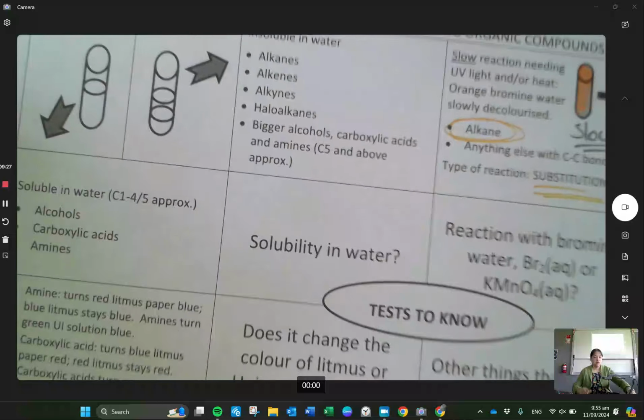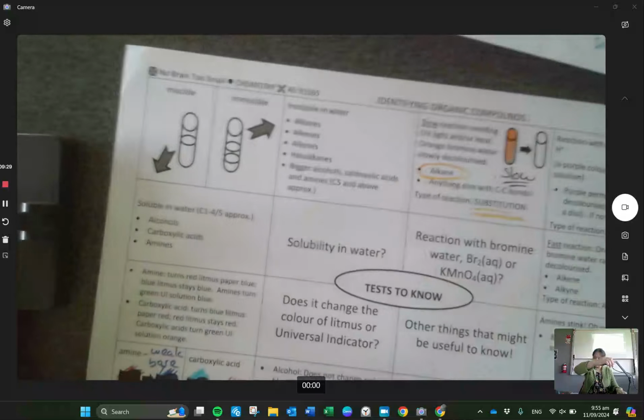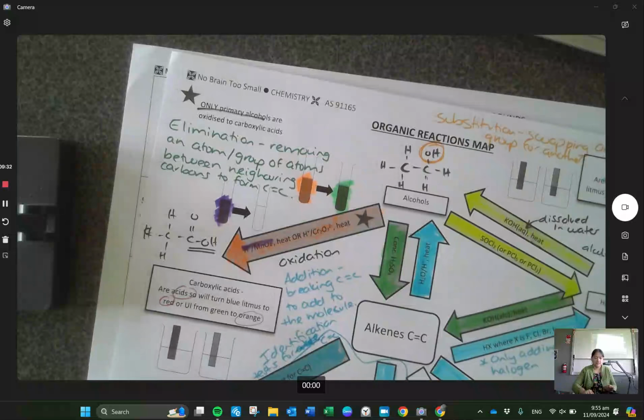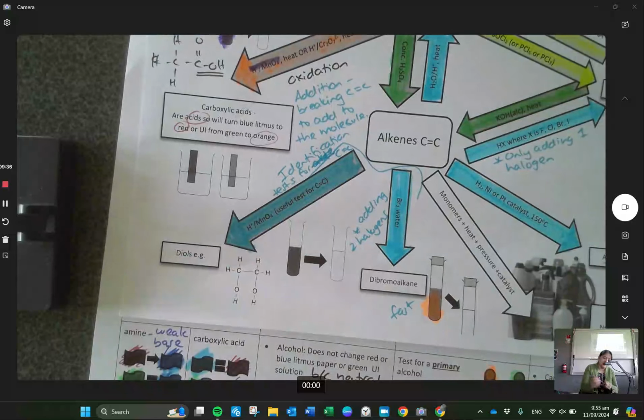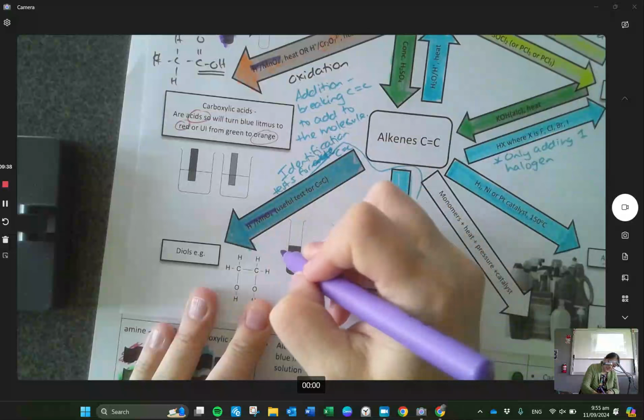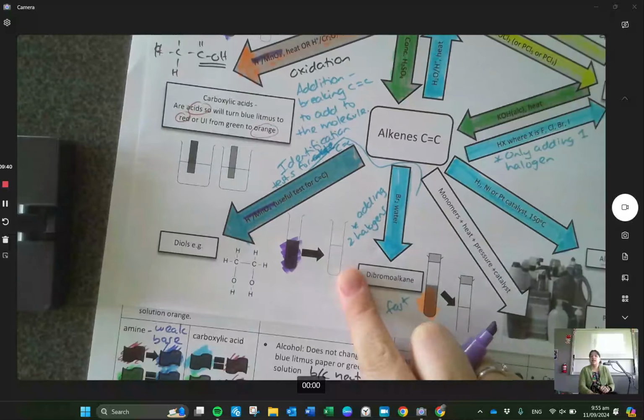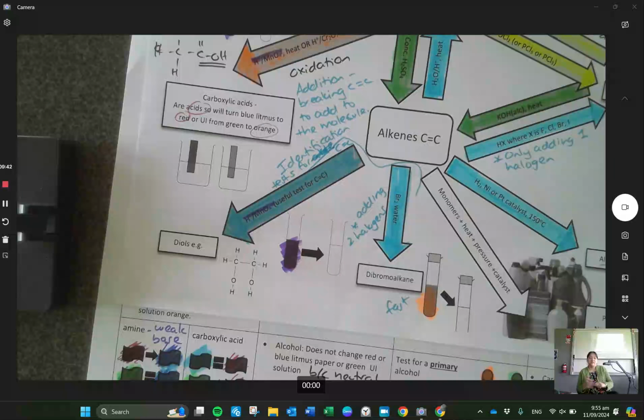All right, the next one, and I don't know if it's actually on there. I think it's probably listed twice. Yes, it is. Okay. The next one, like I said, is that permanganate. That permanganate is a purple color. And it should go colorless if it's acidified. If it's not acidified, then it'll go brown.